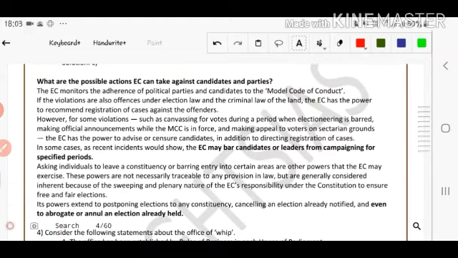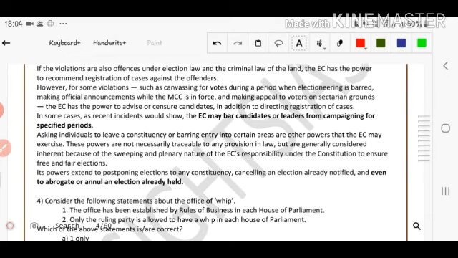However, for some violations such as canvassing for votes during a period when electioneering is barred, making official announcements while the MCC is in force, and making appeals to voters on communal grounds, the Election Commission has the power to advise or censure a candidate in addition to directing registration of cases. It means that it has the power in the case of the model code of conduct. In some cases, a recent incident showed the Election Commission may bar a candidate or a leader from campaigning for a specified period. Asking an individual to leave a constituency, or barring entry into certain areas, are other powers the Election Commission may exercise.